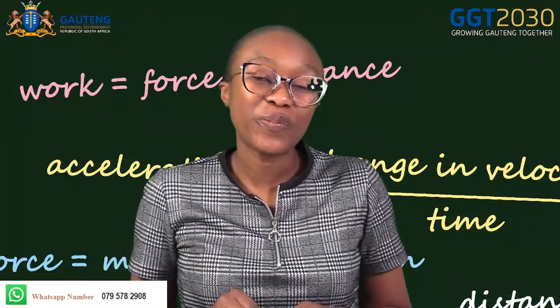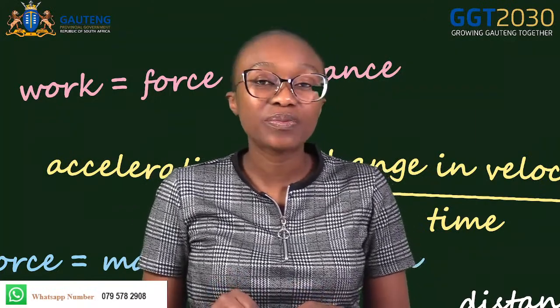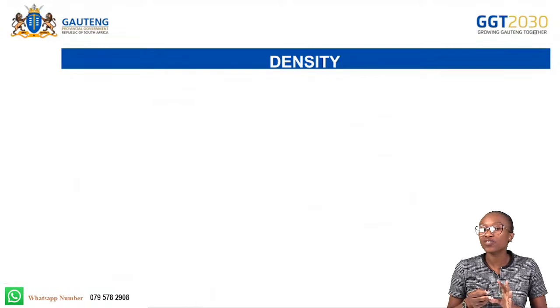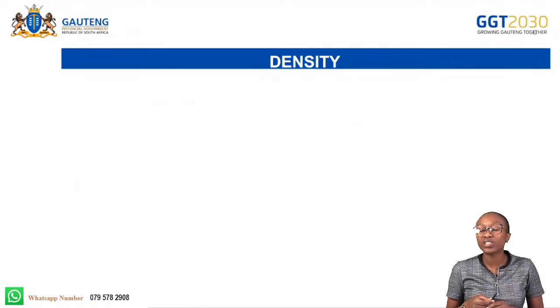Welcome back, learners. I hope you've copied down the corrections. Now let's move on to density. So we've covered mass, and we've learned how to do mass conversions. We've also covered volume. We learned how to do volume conversions from liters to milliliters, from milliliters to liters. We also learned how to calculate the volume of an irregular solid, and the volume of a rectangular prism. Now let's move on to density.